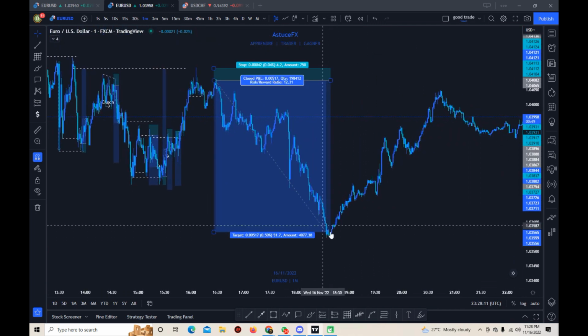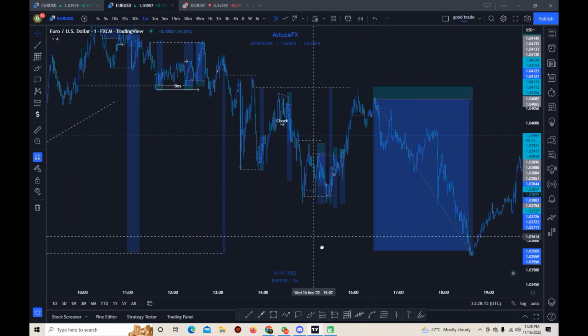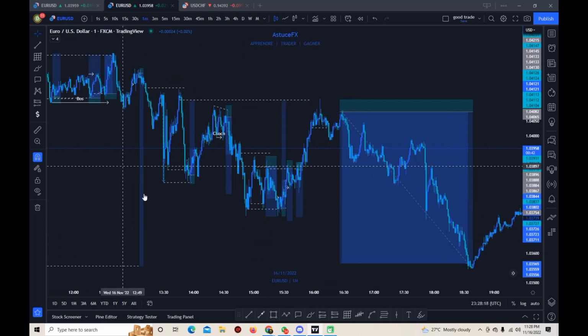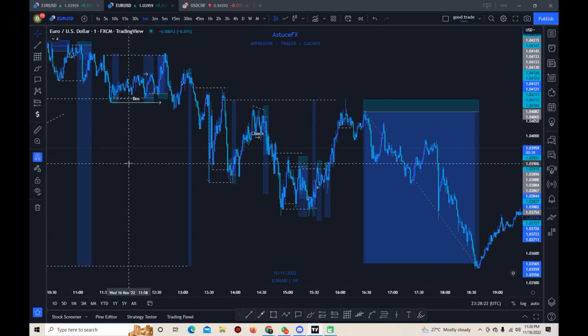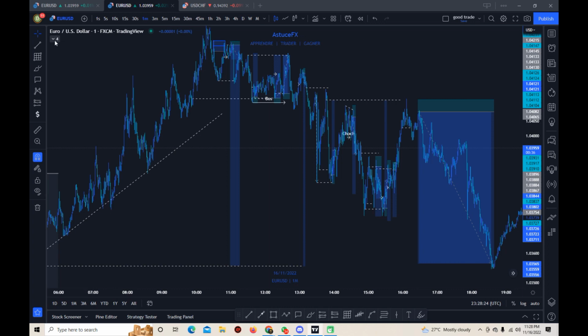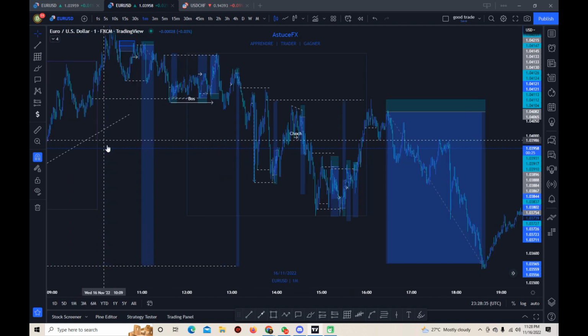Price came, hit my TP, and straight away started buying to the upside. So I got all these positions just by scalping. If I try to count, this is over 160 hours of trades in just one session. Let me bring back the indicator, ICT IPDA. Okay, I brought back the indicator.